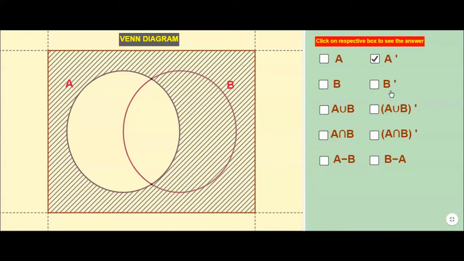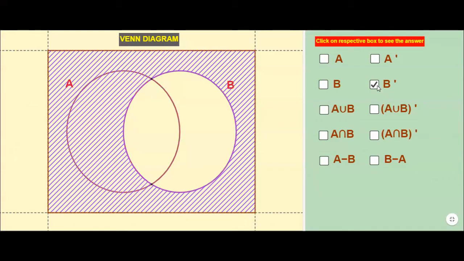So when I click on B dash, as you can see, I'm getting a shaded portion which is excluding the circle representing the set B. The shaded portion is purple in color. This is the Venn diagram representing the complement of a set B, that is B dash.